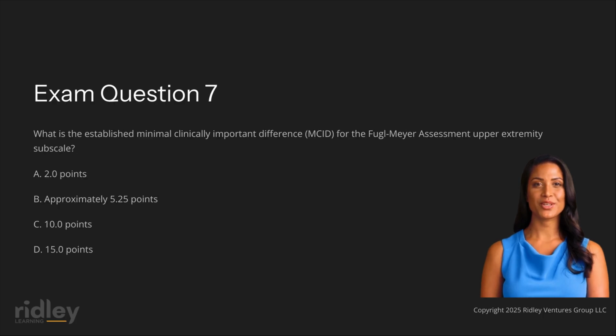Question 7. What is the established minimal clinically important difference for the Fugl-Meyer assessment upper extremity subscale? The correct answer is B, approximately 5.25 points. Rationale: the minimal clinically important difference represents the smallest change in a measurement that patients perceive as beneficial. For the Fugl-Meyer assessment upper extremity subscale, which measures motor impairment on a scale from 0 to 66 points, this threshold has been established at approximately 5.25 points.